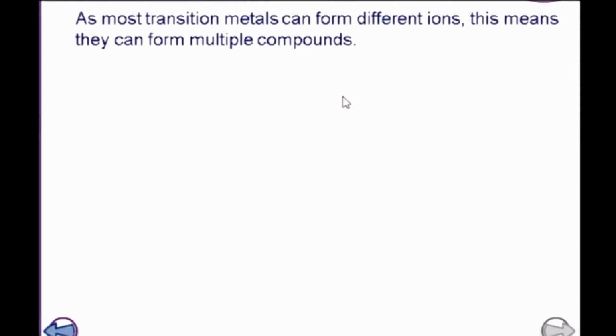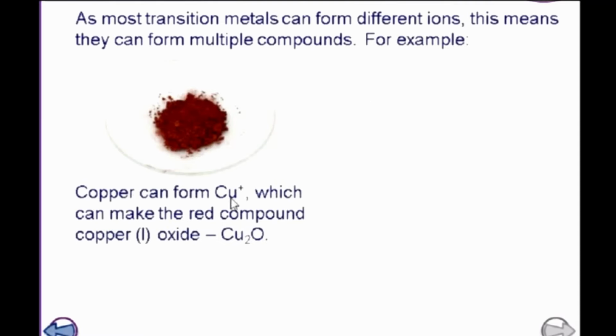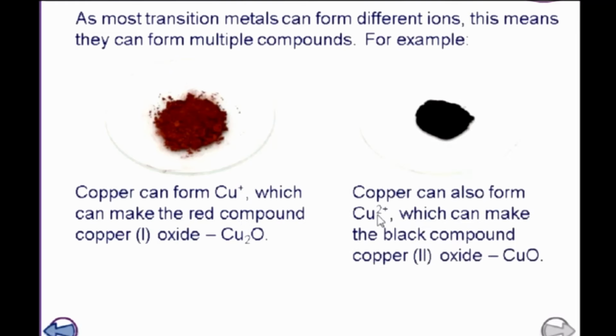As most transition metals can form different ions, this means they can form multiple compounds. For example, copper can form copper 1 plus, which can make the red compound, copper 1 oxide, and copper 2 plus, which can make black compounds. You can see how it becomes different. Both are copper, but one is copper 1 plus and one is copper 2 plus.